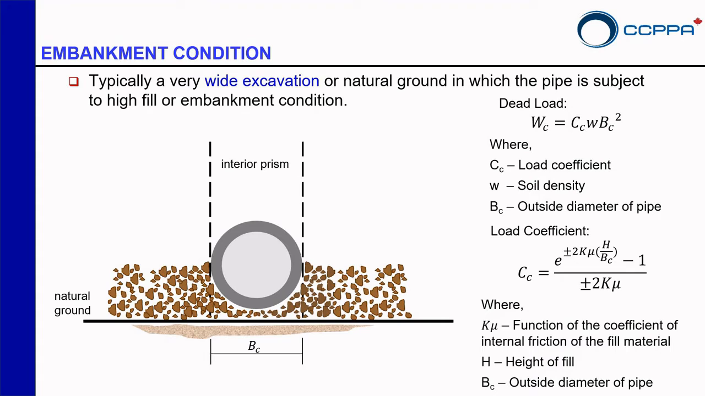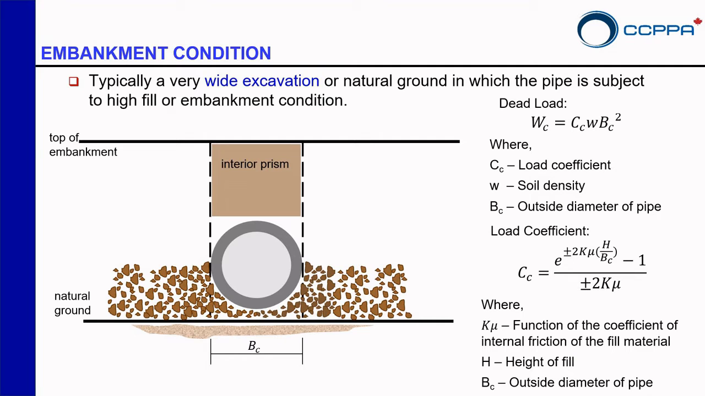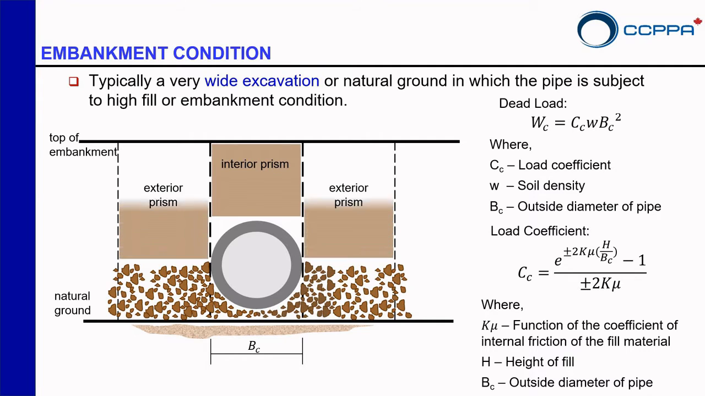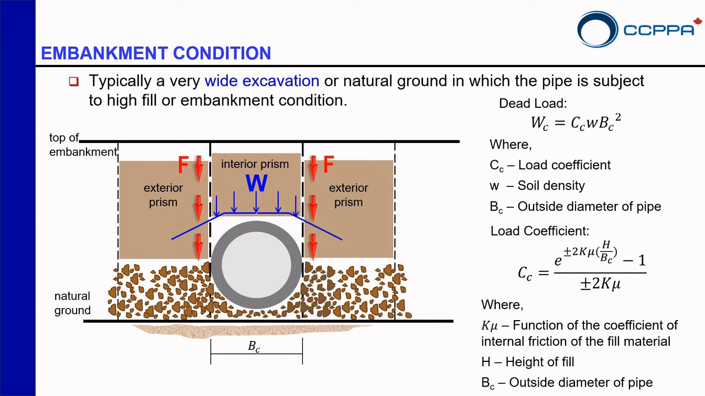This load distribution is going to be different in an embankment condition because the pipe carries the full load of the backfill above, plus additional loads as a result of the frictional forces, making the embankment installation a more conservative approach.